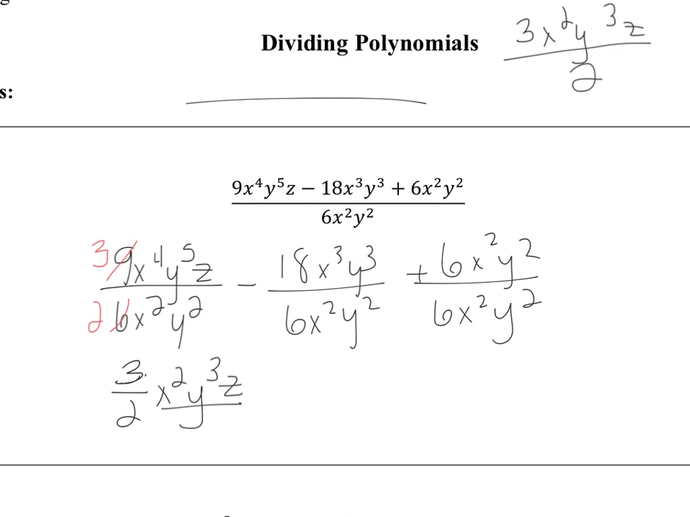Okay, and then we divide. So the 6 goes into 18 3 times, or you can say it goes into negative 18 3 times. X cubed and x squared, so that's just x, and that's just y. Now this is 6x squared y squared divided by itself. Anything divided by itself is 1. It is not 0, it is 1. Anything divided by itself is 1. Awesome. All right.